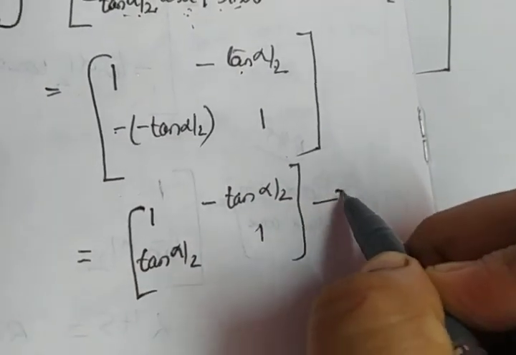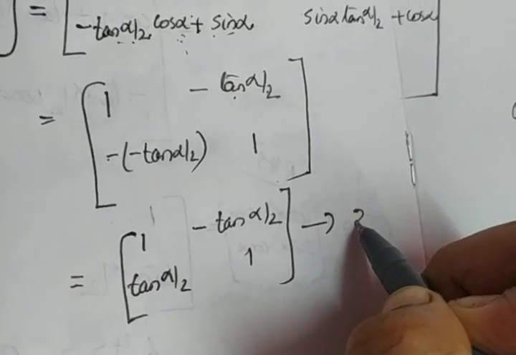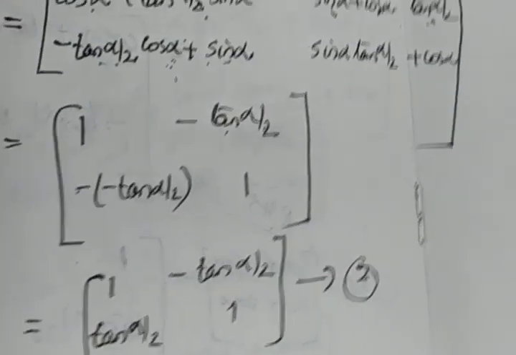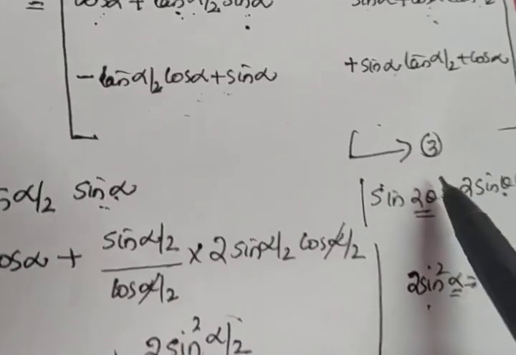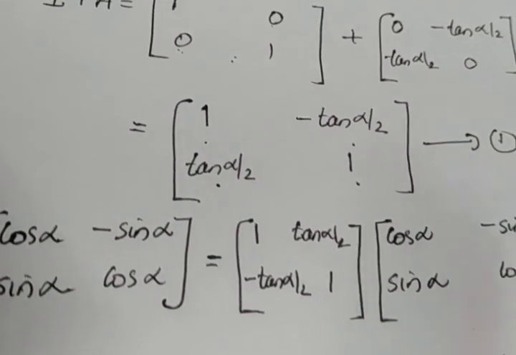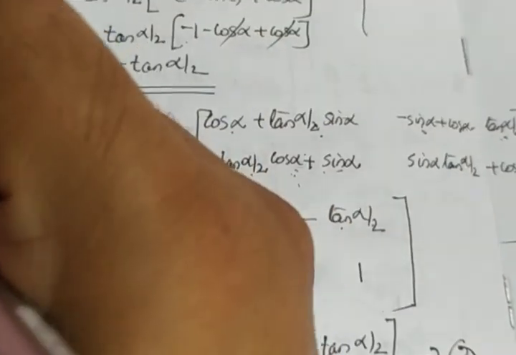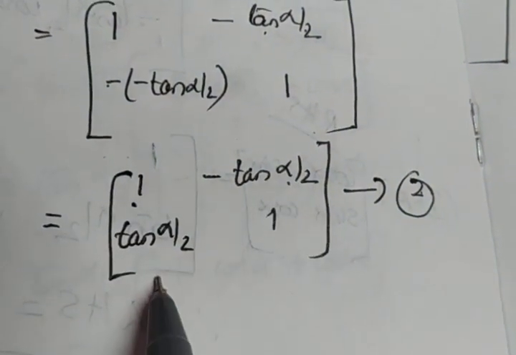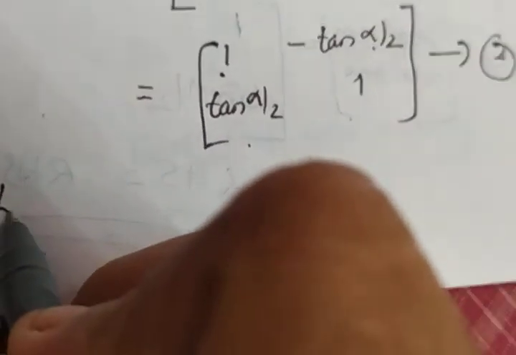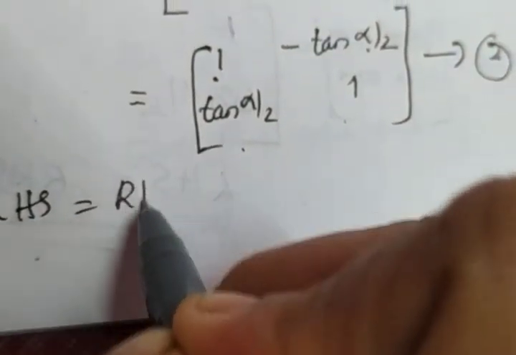Let this be our equation number 2. Why I put 2 is because for this equation I already put number 3, and for this one I gave equation number 1. Again compare: equation number 1 was our LHS. We got 1, minus tan alpha by 2, tan alpha by 2, and 1. And here when we took RHS also, it is 1, minus tan alpha by 2, tan alpha by 2, 1. So the answer is LHS equal to RHS, hence proved.